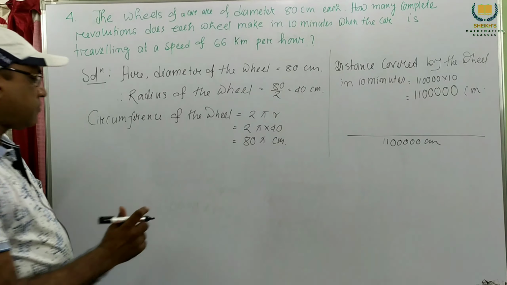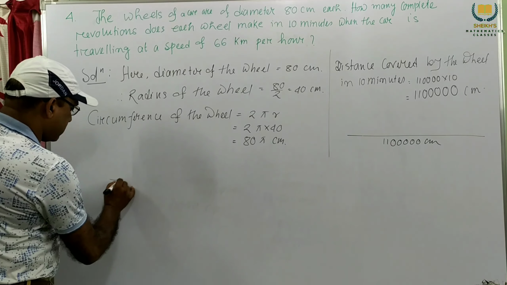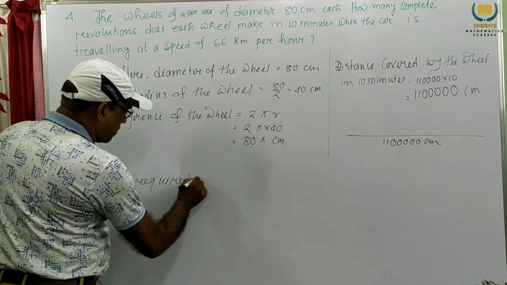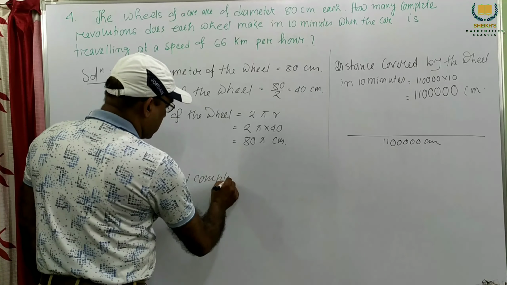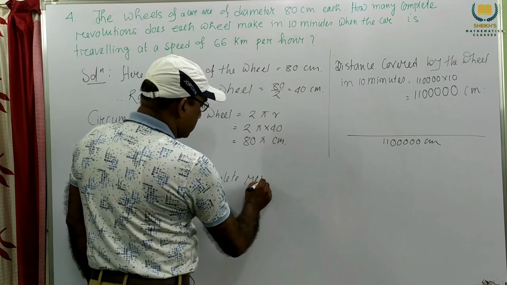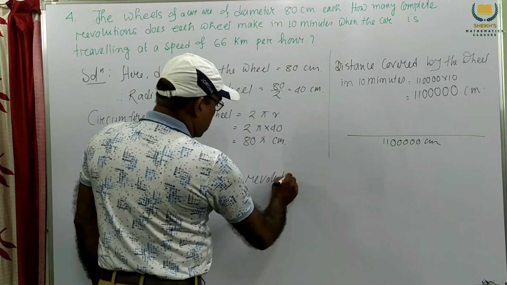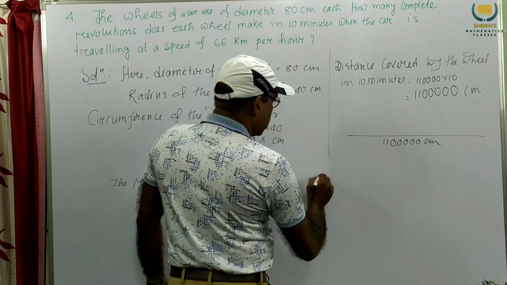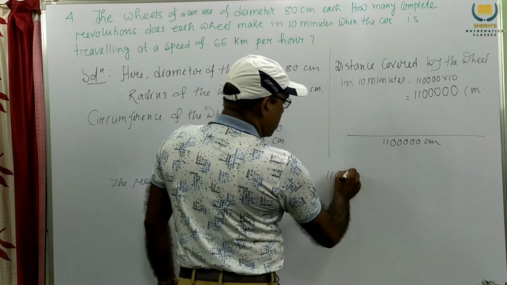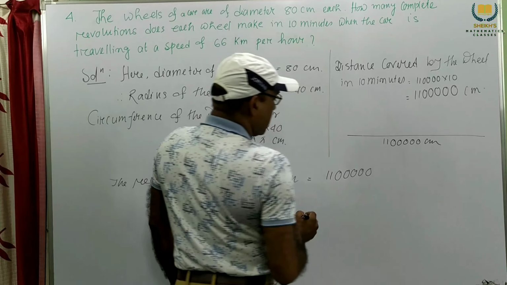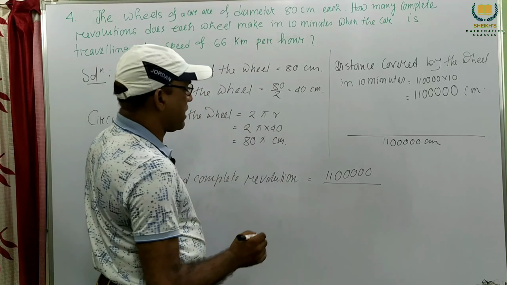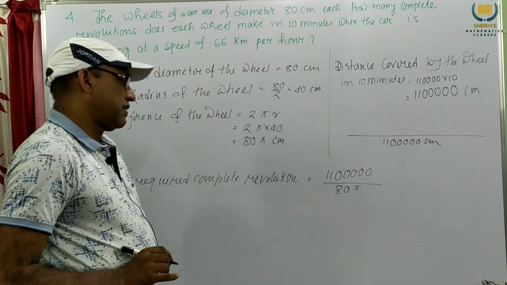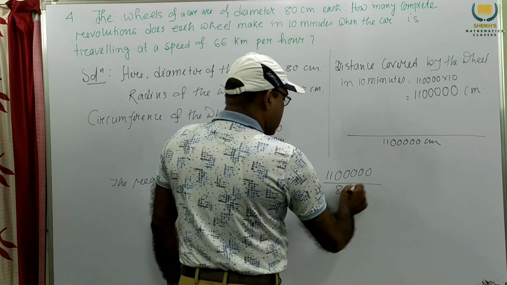Therefore the required complete revolution is equal to 1150 divided by 80 pi. We get this. Now one 0 is cancelled.